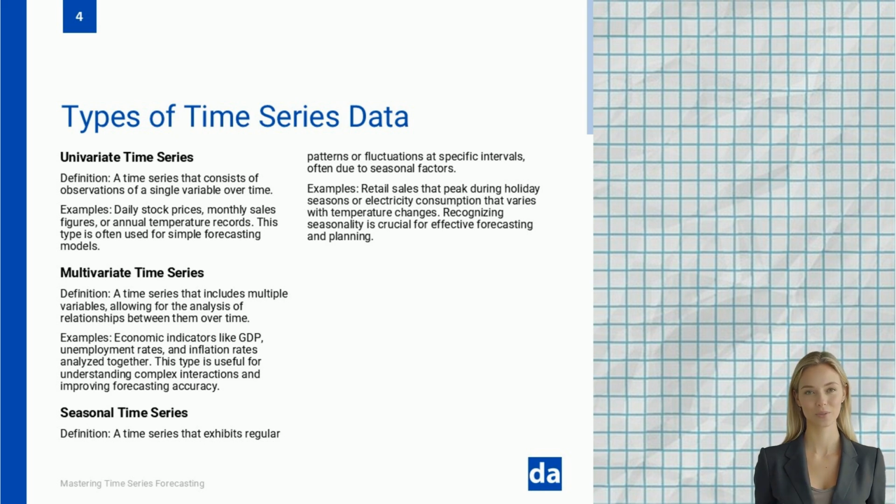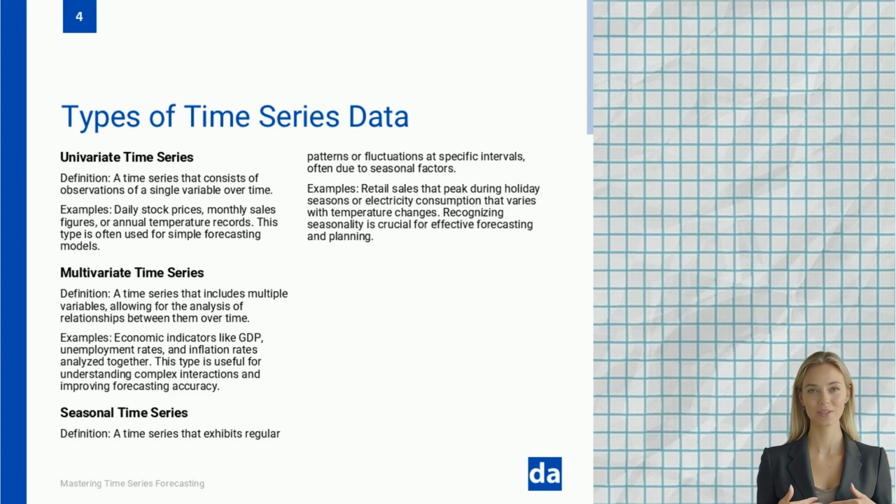This type includes multiple variables, which allows us to analyze the relationships between them over time. For instance, we can look at economic indicators like GDP, unemployment rates, and inflation rates together. Multivariate time series are particularly useful for understanding complex interactions and can significantly enhance forecasting accuracy.